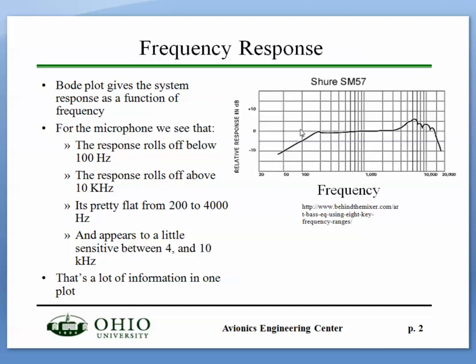So this is a Bode plot. It has frequency on the x-axis, and it has a relative response in dB on the vertical axis. And a dB is a logarithmic unit as well. So this is really a log-log plot, although the log is already taken in this one. If I look at what's in this plot, the response rolls off below 100 hertz, rolls off above 10K. It's pretty flat in this area, a little bit more sensitive in this area. So that's a lot of information in one single plot.